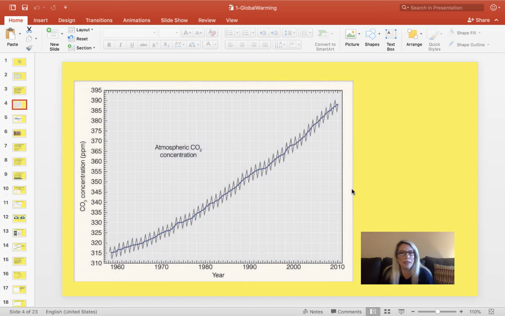Now here's going to be that curve here. We've got CO2 concentrations since about 1950. You can see here the seasonal variation in the CO2 concentration, but this line right here is going to show you the average throughout this time, and you can definitely see, I mean, without a doubt, it's been going up steadily since the 1950s, and this graph goes till 2010.